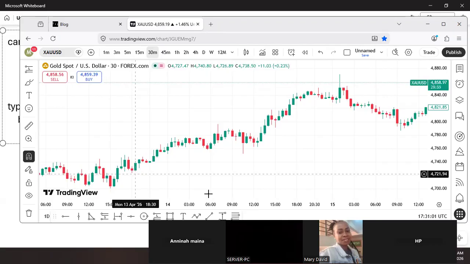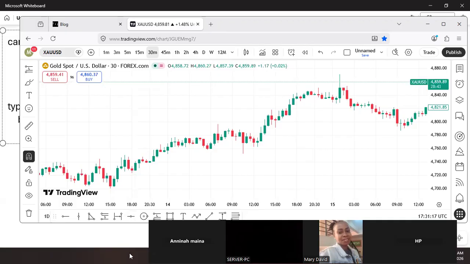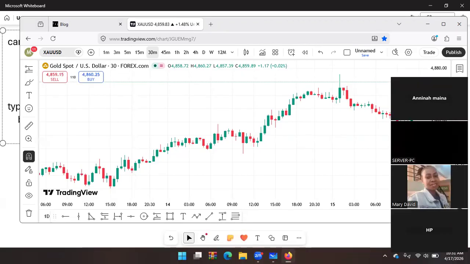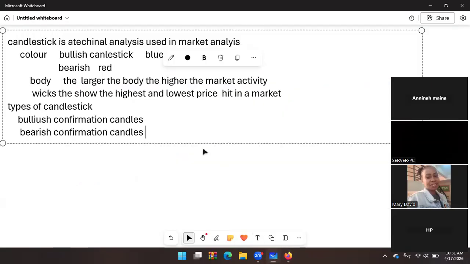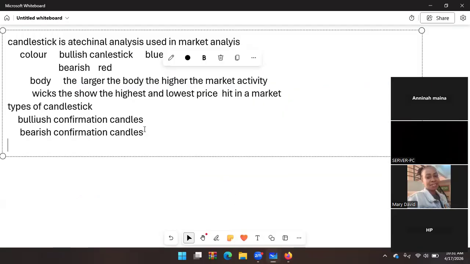We have several factors that you need to look into. Number one, if you're in a bullish market, you need to be in the right place, that is, on a higher low. After that, you have to look for a confirmation candle to enter that particular market. These are the candlestick confirmations. Let's start with the bullish candle confirmation.